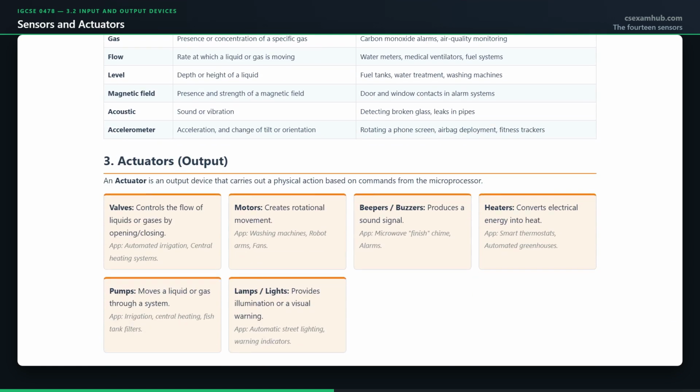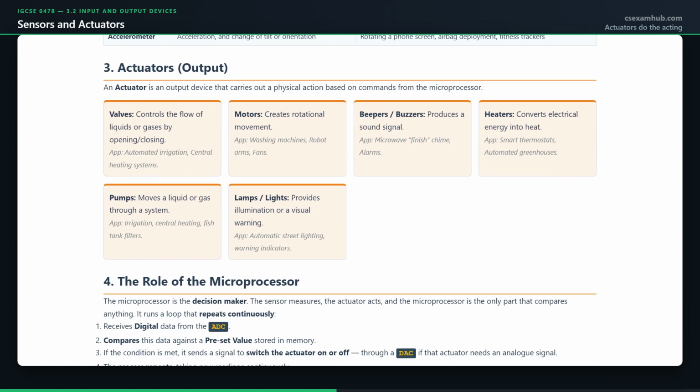An actuator is the other end, an output device that carries out a physical action on the microprocessor's command. If the sensor is how the computer perceives the world, the actuator is how it changes it.